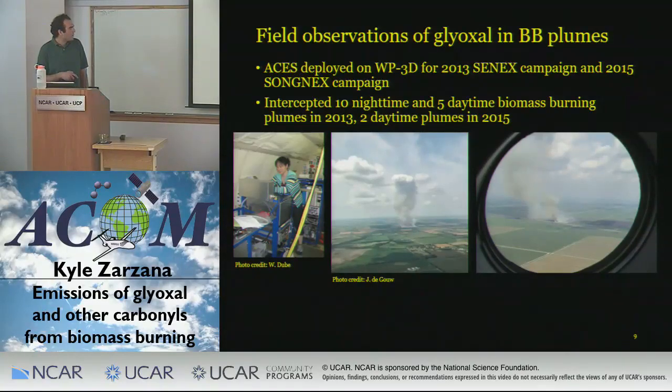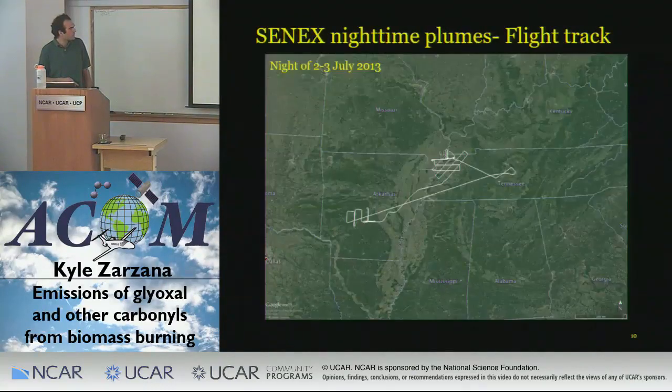In 2013, my predecessor at NOAA, Kunyun Min, who actually designed and built this instrument, was running the instrument, and then I was running ACES in 2015. And so in 2013, we had 10 nighttime plumes and 5 daytime plumes. This is a picture that Yost took of one of the daytime plumes. It's a little ag field that's on fire. And then in 2015, we had 2 daytime plumes. This is a sugarcane field that was burning in Florida during the SONGNEX test flight.